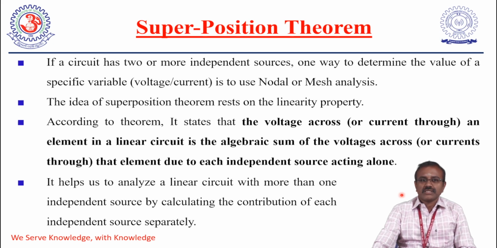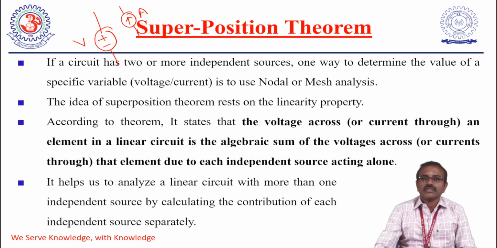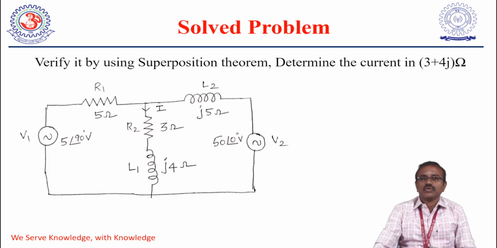Linearity principle means that in our electrical circuit we have a number of independent sources. Like this, there are many independent sources available in the circuit. We have to find the current through a particular branch, so we need to follow the superposition theorem statement. It helps us analyze a linear circuit with more than one independent source by calculating the contribution of each independent source separately. Now let us look at one problem based on the superposition theorem.